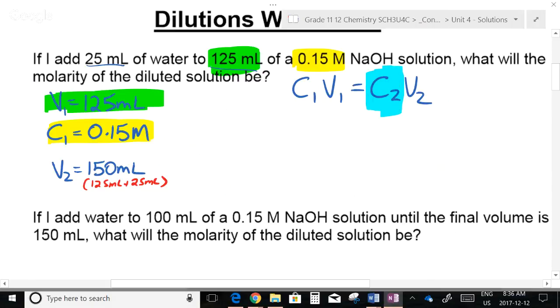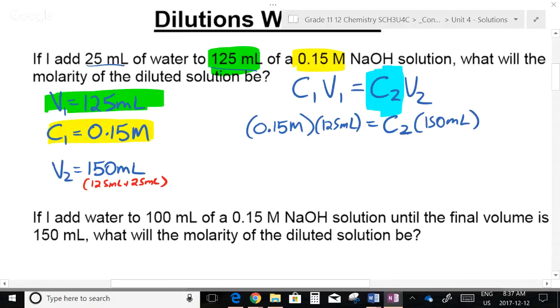So what would your next step be? Put the numbers in. Great. So what am I going to get? 0.15 molar times 125 milliliters is going to be equal to C2, which I still don't know, and then that's times 150 milliliters.